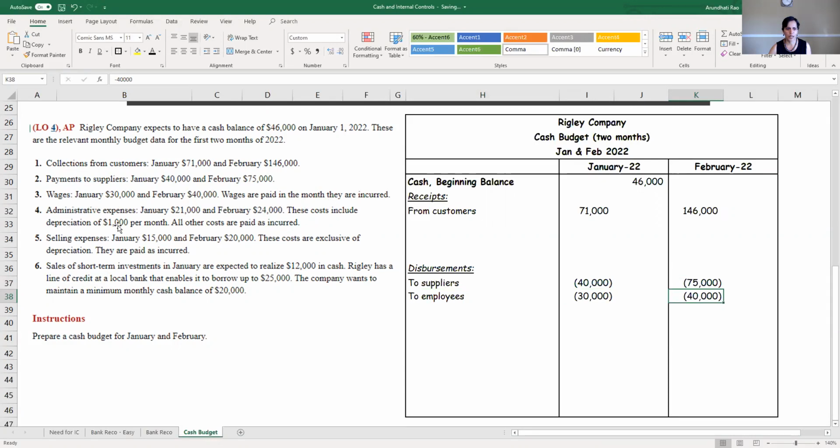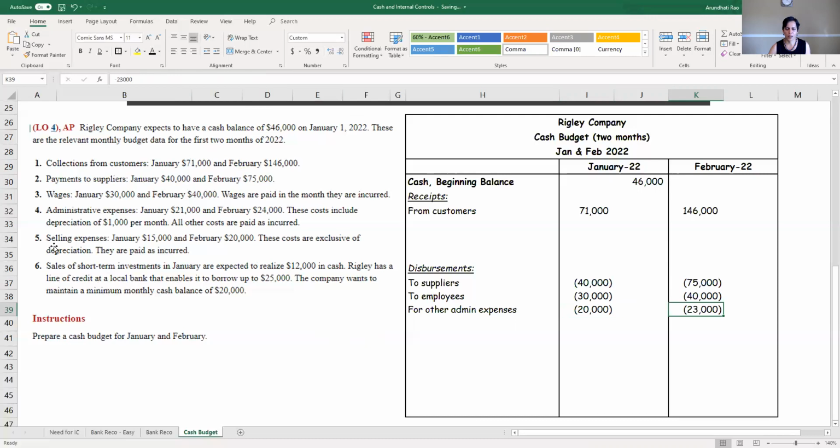Number 4, administrative expenses are going to be $21,000 and $24,000. These costs include depreciation of $1,000 per month. All other costs are paid as incurred. So they're saying of this $21,000 in administrative expenses, we have $1,000 depreciation, which is a non-cash expense, so that's not going to affect the cash flows. So for other administrative expenses, it's $20,000 for January, not 21, 20, and it's going to be 23 for the month of Feb.